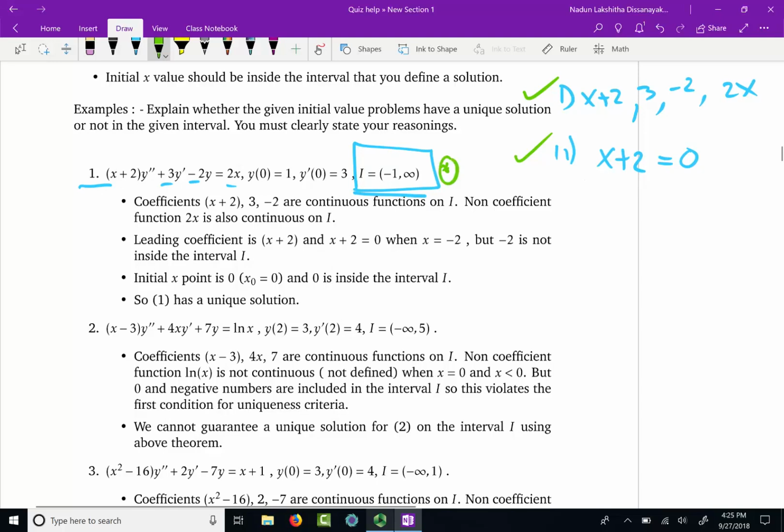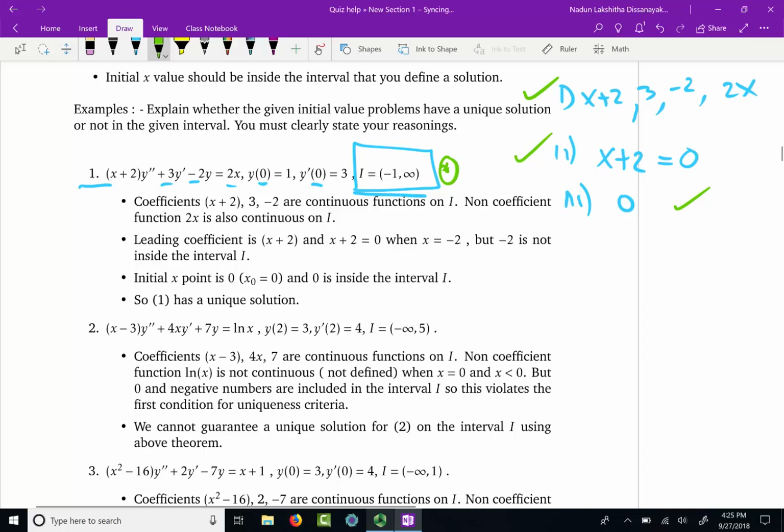Okay, so interval we talk about x values. All right. Third condition is initial x point should be inside the interval. Initial x point is 0, as you can see in the question, right? Is 0 inside -1 to infinity? Of course, right? So yes, third condition satisfied. So what does this mean? You are guaranteed to have a unique solution in the interval -1 to infinity for this initial value problem.